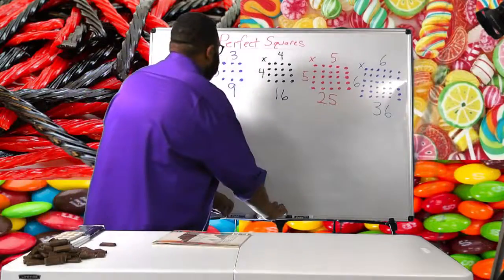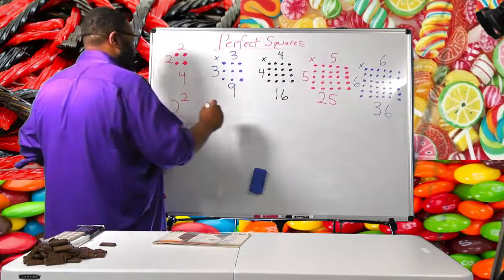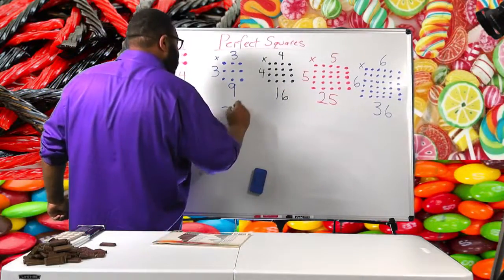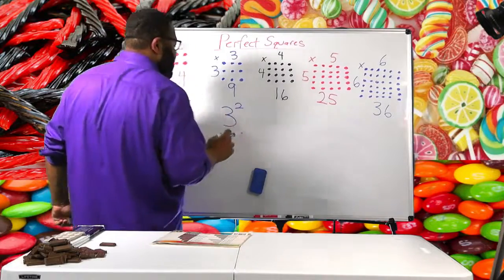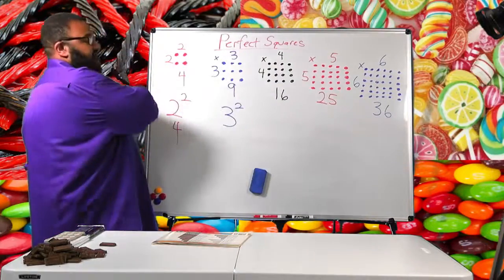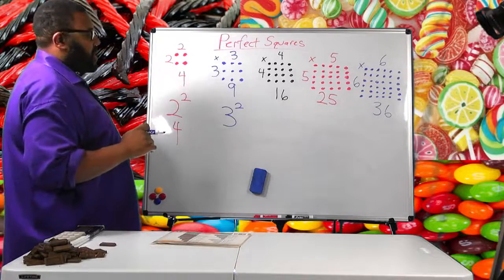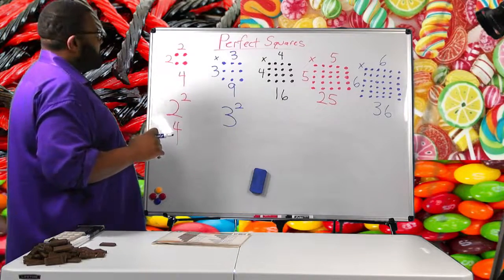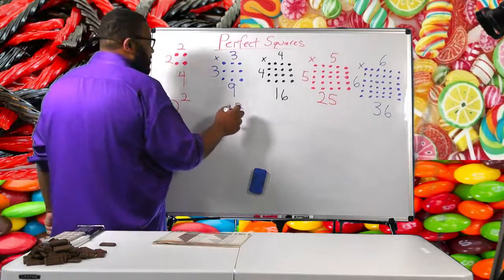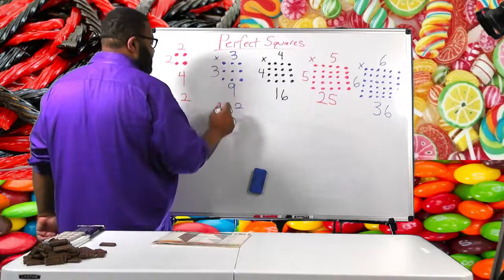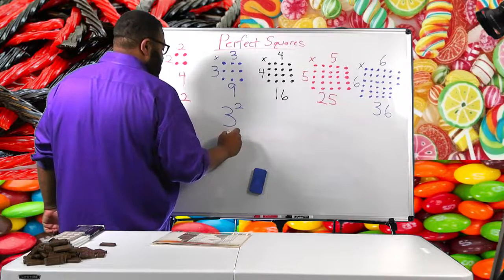Same thing with 9. I can say 3 to the second power. What does that mean? This little number is like a little pat on the shoulder. Do it 2 times. Rock. So that's what's going on there. And 3 times 3 equals 9.